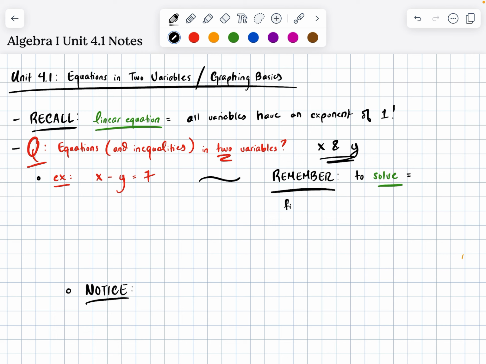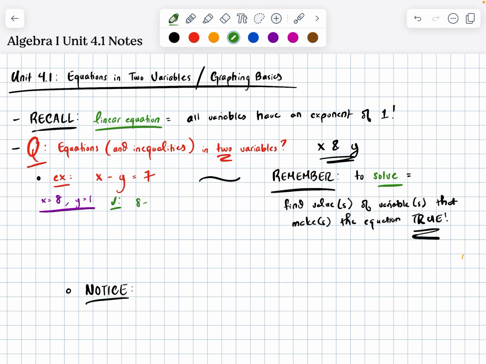So for example, something maybe kind of obvious or at least small, if I had x equals 8 and y equals 1. Well here, if I wanted to check if this was a solution, what would I do? Well, all I would need to do is substitute. So I'm going to take 8 minus 1. Is 8 minus 1 equal to 7? Well, yes, this is absolutely a solution.